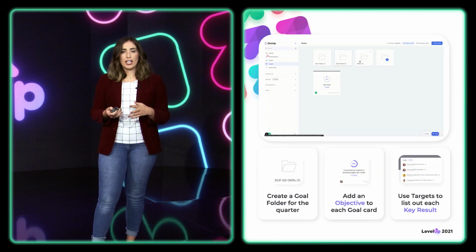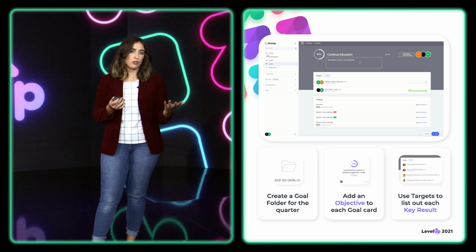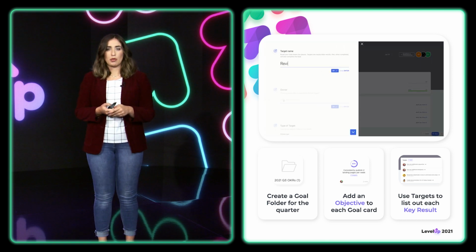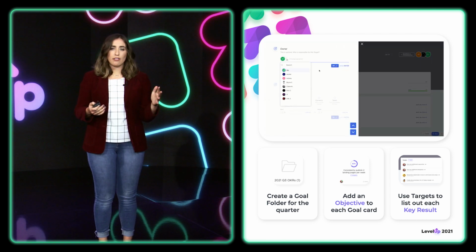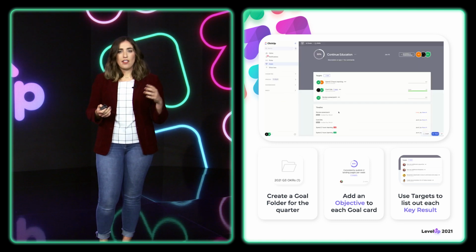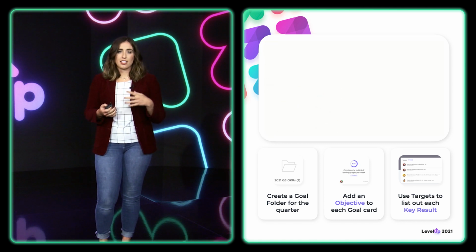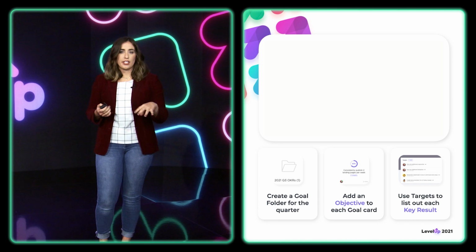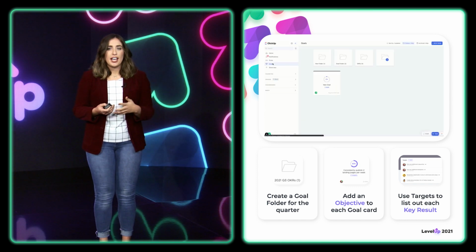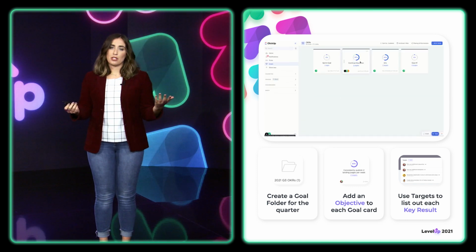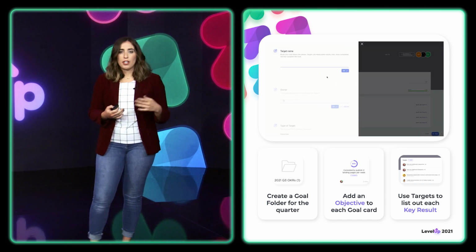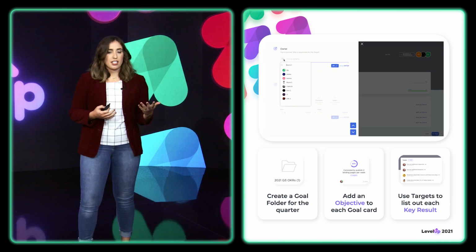So creating a goal in ClickUp, you can create a goal folder for the quarter, for example, add your objectives within that folder for each goal card, and then the targets that the goal card has can list out the different key results. An example here is that maybe we want to consistently publish 2 landing pages per week. What are the key results that we need in order to get us there?